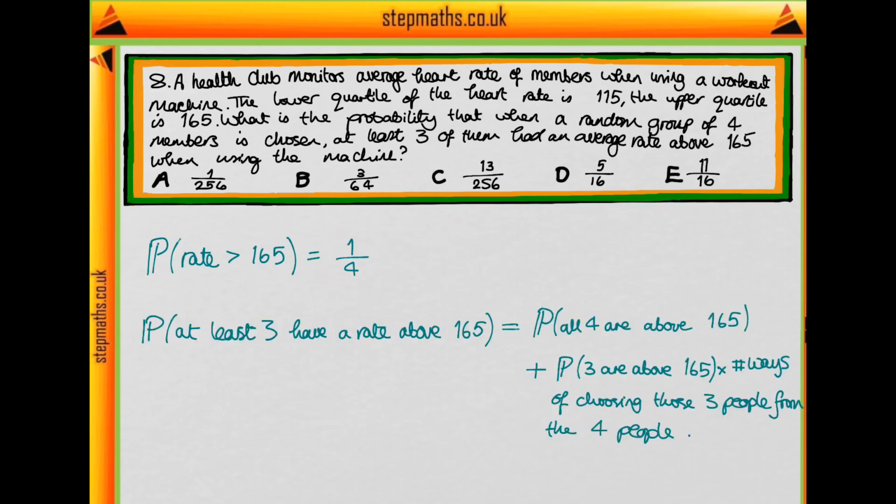The next thing we can do is think about what it means for at least 3 to have a rate above 165. So we could have 2 scenarios: either everyone has a rate above 165, or 3 out of the 4 have a rate above 165. And we then need to multiply by the different number of ways that we could have 3 people out of the 4. So pause the video and see if you can work out what these 2 probabilities are and then add them together.